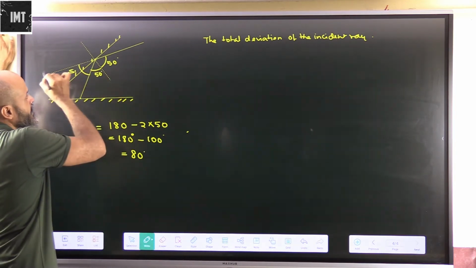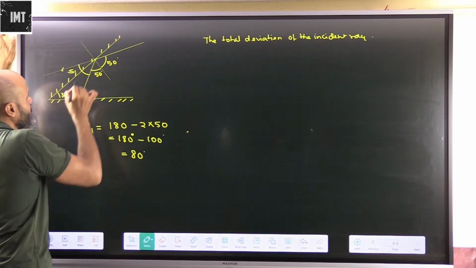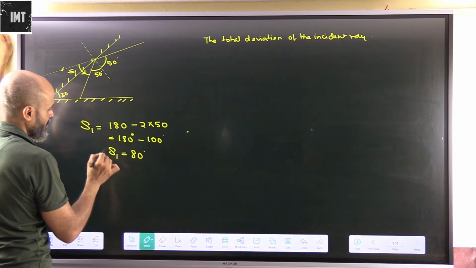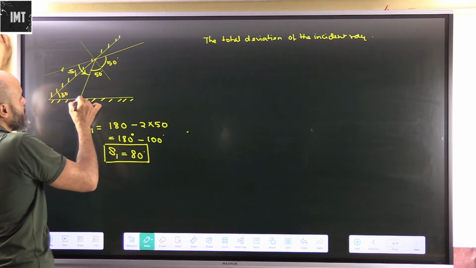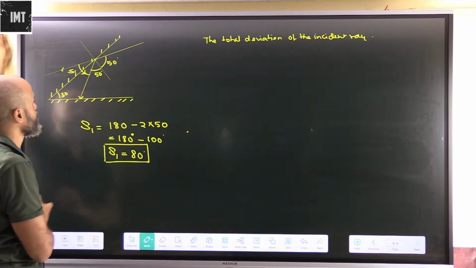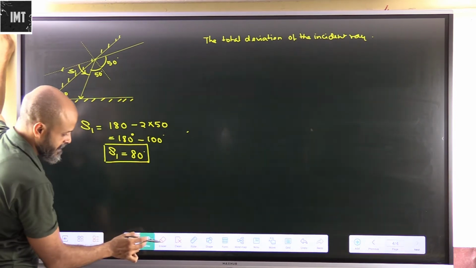Now look at this. This was the actual initial ray, and it has deviated by an angle delta 1, and this angle happens to be 80 degrees. So this is the deviation which has happened. So delta 1 is equal to 80 degrees. Now let's come to this surface.